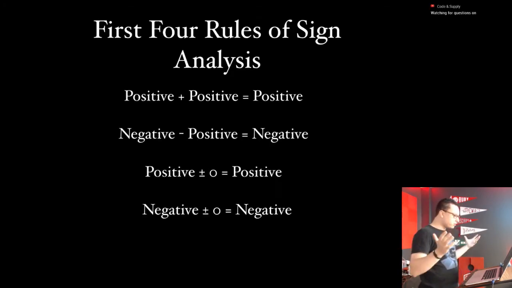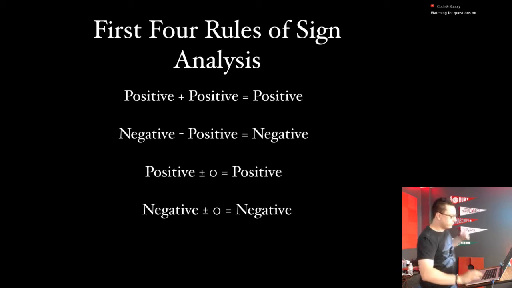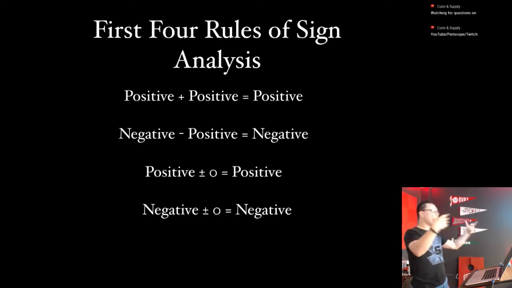So here are just the first 4 rules of sign analysis. Bear with me a little bit. I've got an example on the next slide. The idea is that if I have an integer x, and I'm storing a value in it, if it's a constant, I already know what sign it is. If I'm storing x equals 5, I already know it's positive.